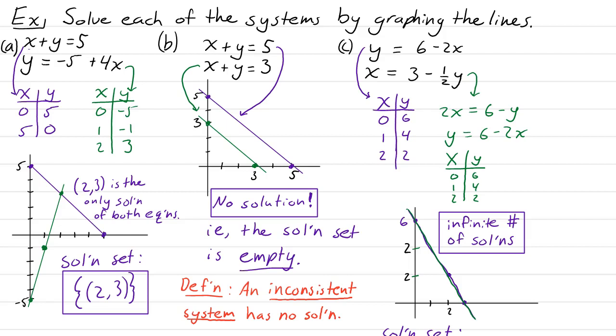An inconsistent system has no solution. Inconsistent here basically means we're talking about two things that can't be true at the same time.